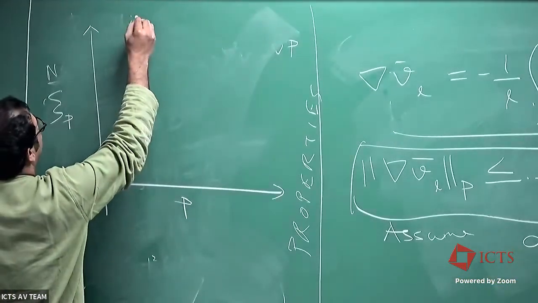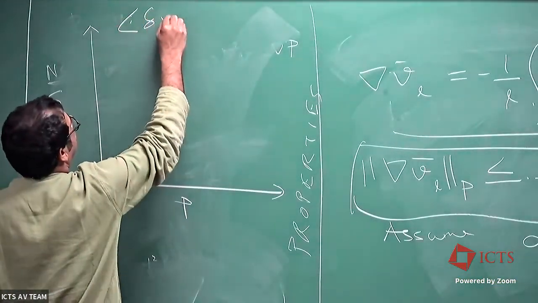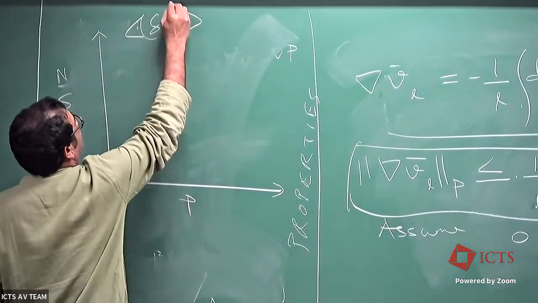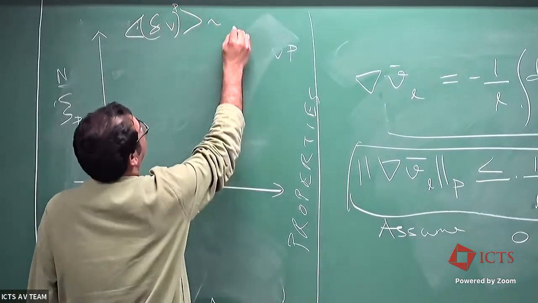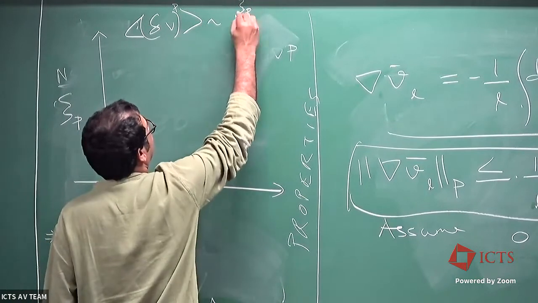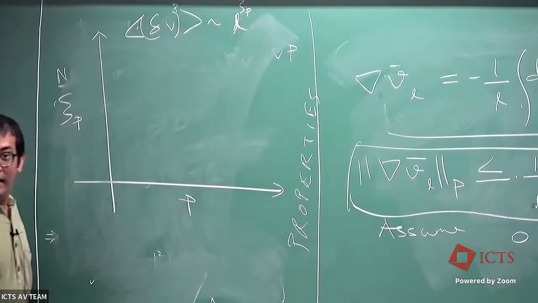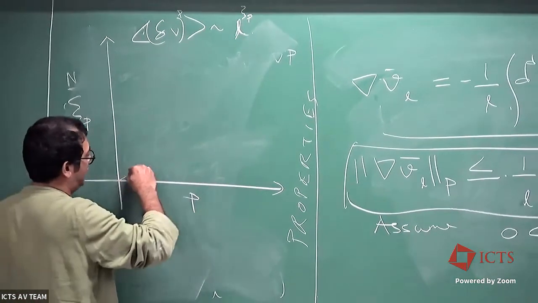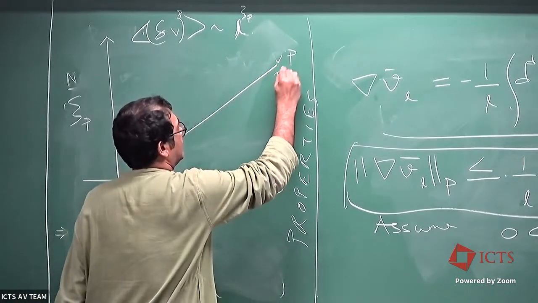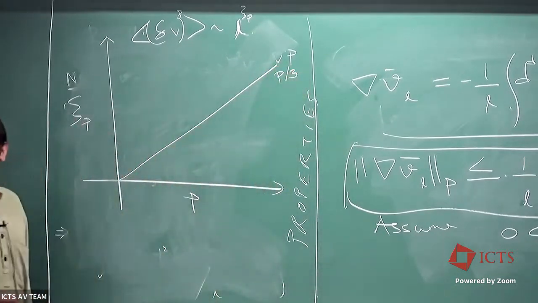Where, what is zeta p? Zeta p was delta v to the power p. I've used L, right? Okay. L to the power zeta p. And we had seen that Kolmogorov theory gave me this straight line, which is p over 3.